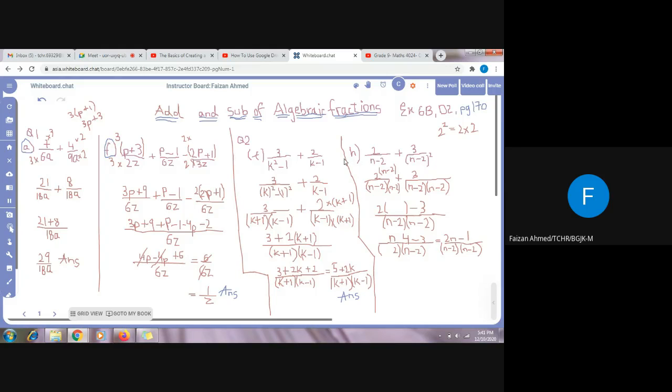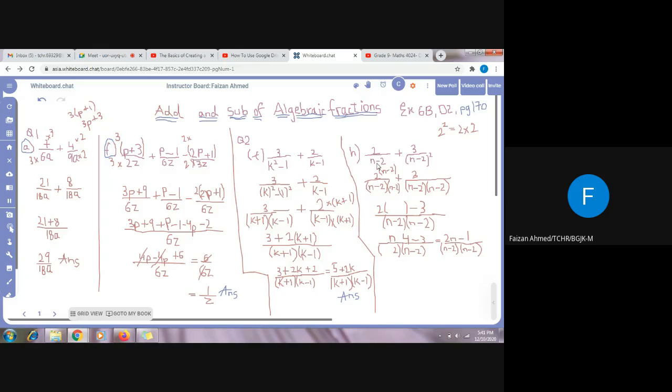The third question, which is question number 2, part H. In this question, we have 2 upon n minus 2 plus 3 upon n minus 2 whole square. Again, you will be thinking of an identity, but instead of applying an identity, I can break this bracket into 2. I know that 2 square means 2 multiplied by 2. So n minus 2 whole square means n minus 2 bracket n minus 2, because this is 2, so I have written this bracket 2 times.